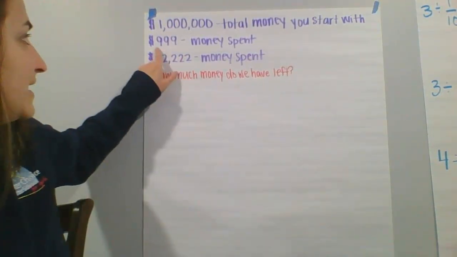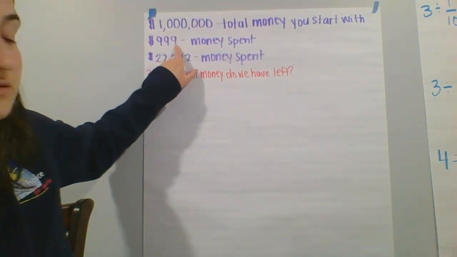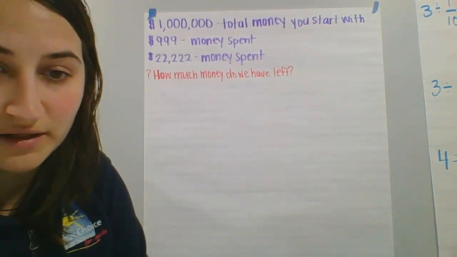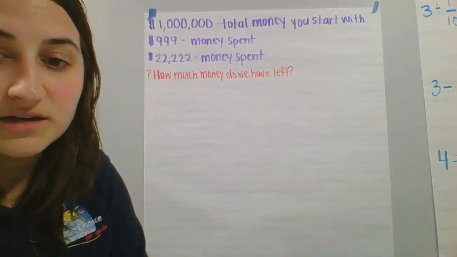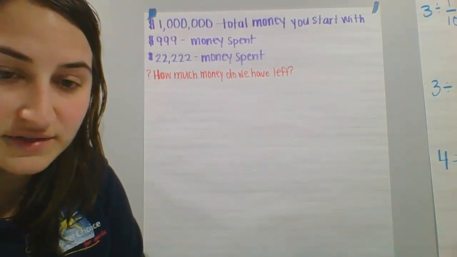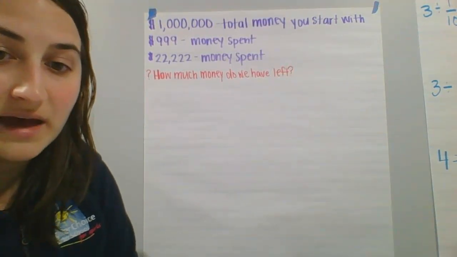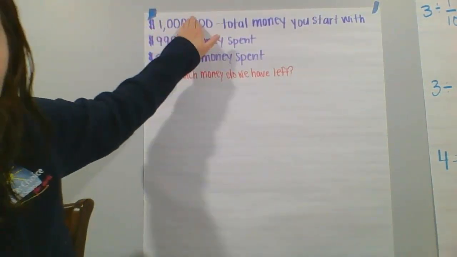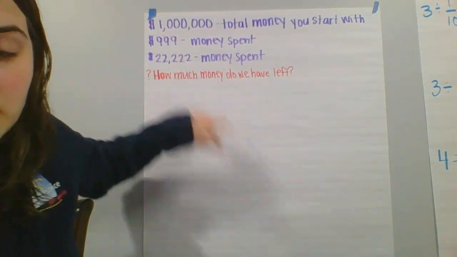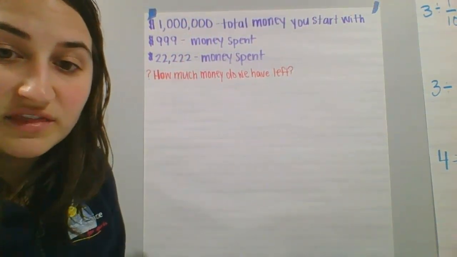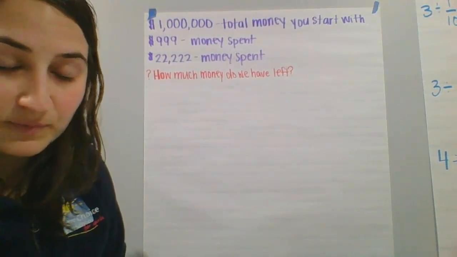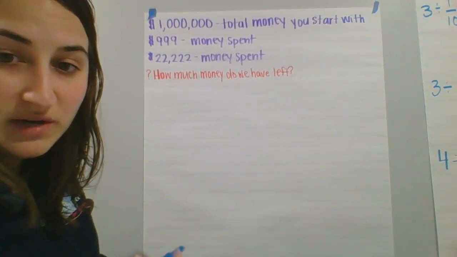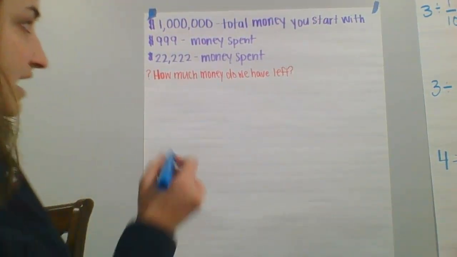And then we're going to spend $999. And then we're going to spend an additional $22,222. So the first thing that we want to ask ourselves is how much money do we have left? So if we're finding out how much money we have left, we want to try and figure out what the difference is between what we have and what we spent. But before we can do that, we want to think about how much money we actually spent. So the first thing that we're going to do is take that $22,222 and add it with the 999.